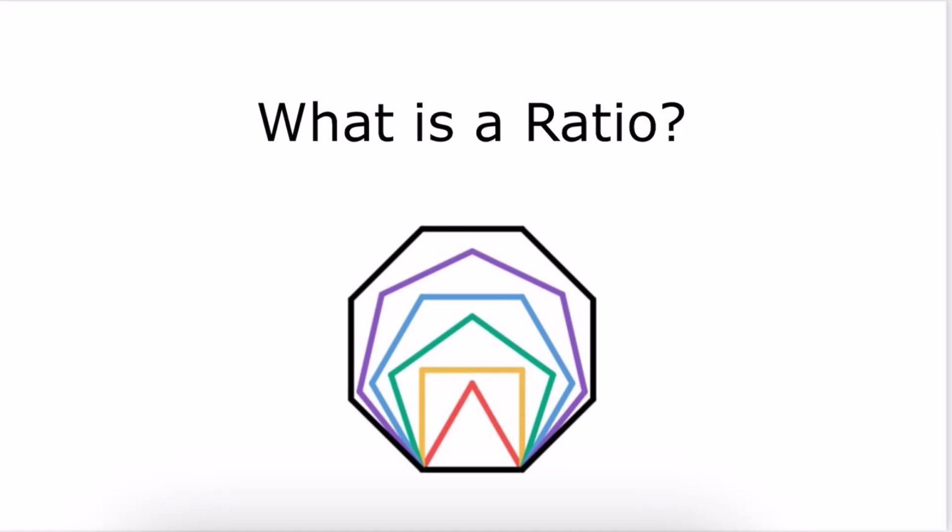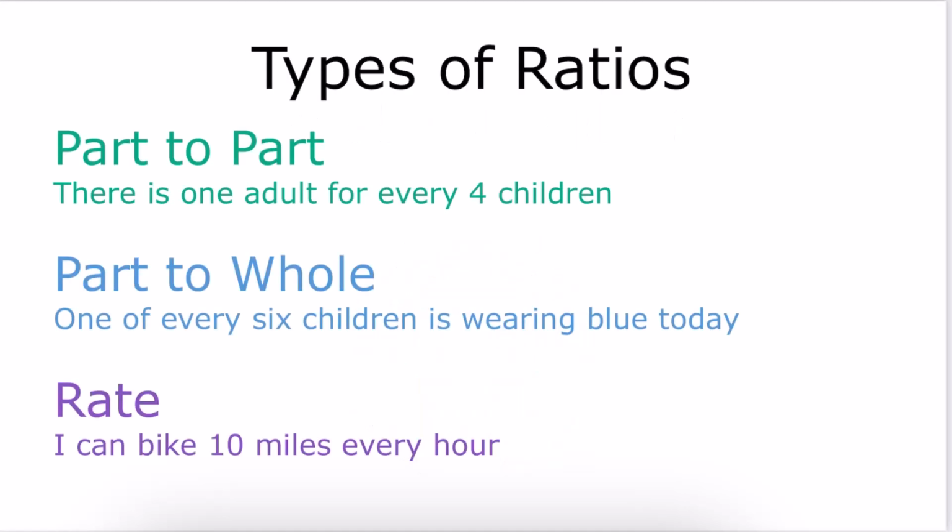Everybody. In this video, we're going to be talking about ratios and what a ratio is. So when you're looking at ratios, the basic idea is that you're comparing two amounts, and specifically you're looking at the multiplicative relationship between those two amounts. There are three different types of ratios.